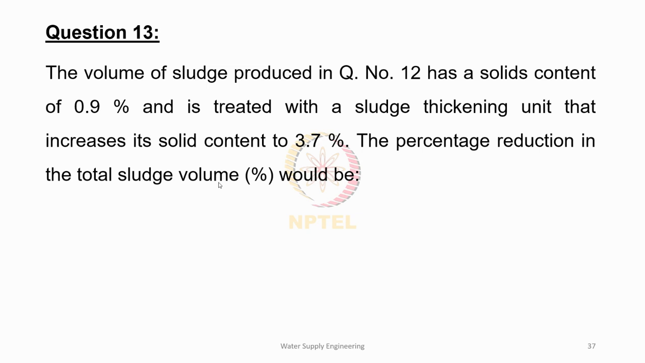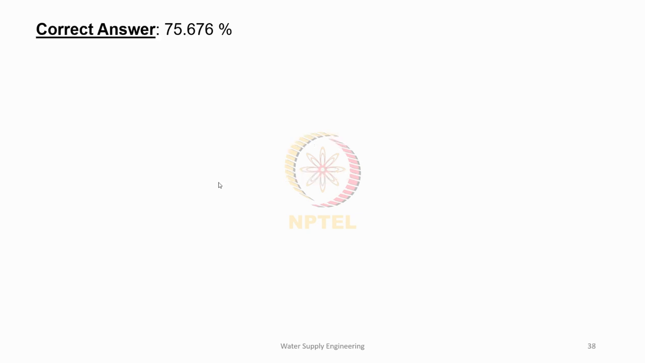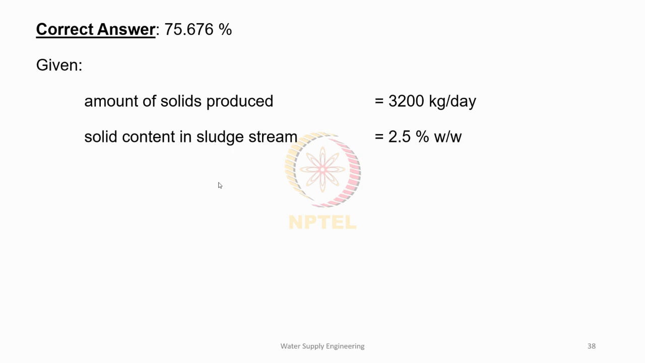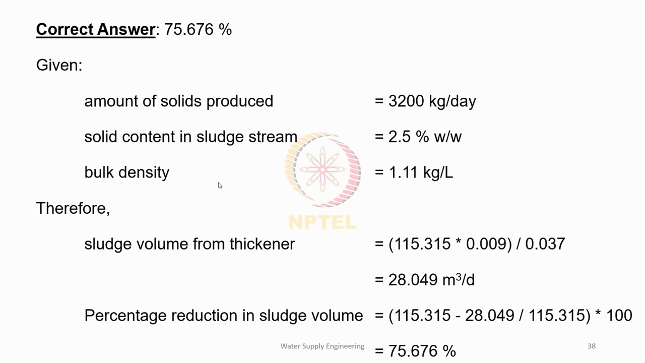Okay, so we'll see how to solve the problem. The correct answer is 75.676 percentage. It's given that the amount of solids produced is 3200 kilogram per day, as we saw in the previous question. Solid content in the sludge stream is 2.5 percentage, and the bulk density was 1.11 kilogram per liter.